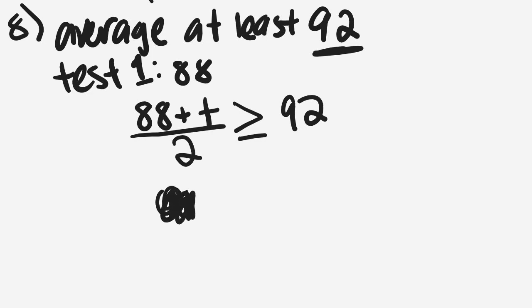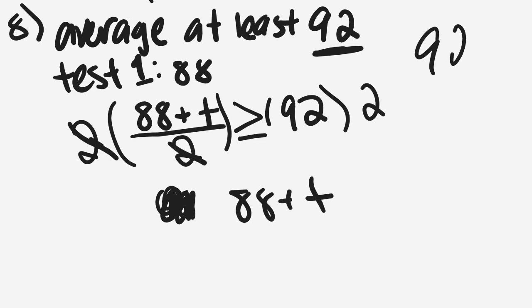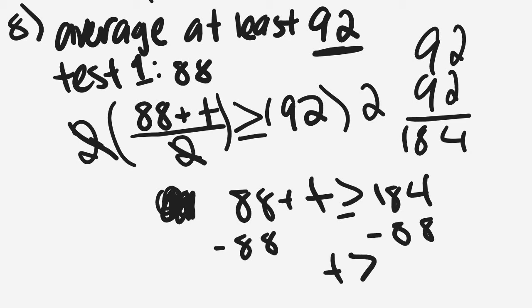Now, let's solve. So we do times 2 times 2. Those are going to cancel. We get 88 plus T. Let's see, 92 plus 92 is 184. Now we subtract 88 on both sides. And we get that she has to get a 96 on her test.